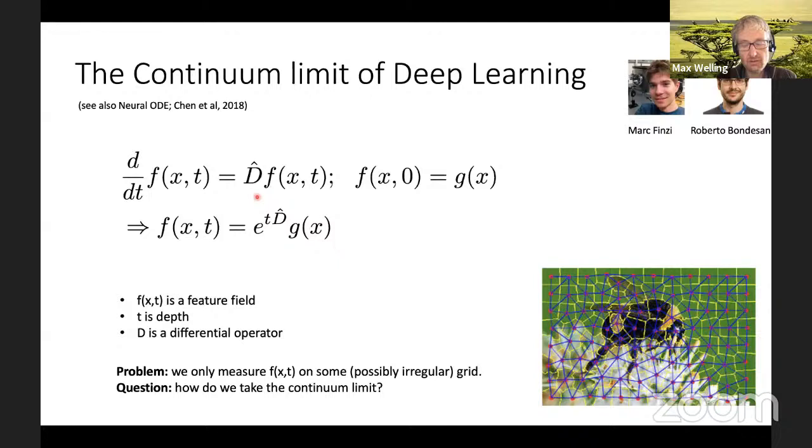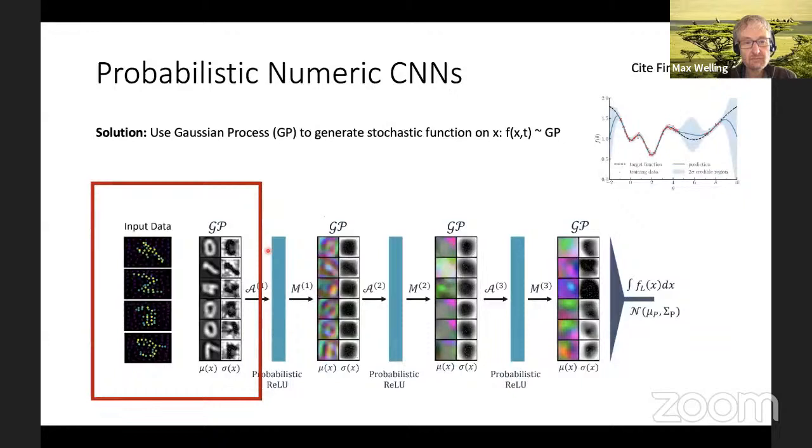Now, the formal solution to this looks like this, but that doesn't tell you very much. You have to interpret this as a Taylor series. You can actually write this out as a convolution. So the picture here is that we have our input, which is in this case a line, but for an image it's two-dimensional. We have points on that input space. Now we're going to first fit a Gaussian process to that space. So that looks like this.